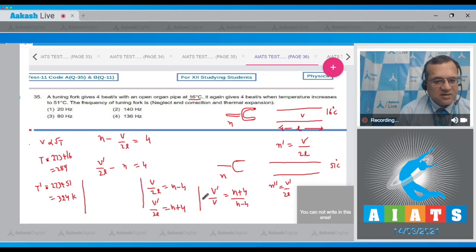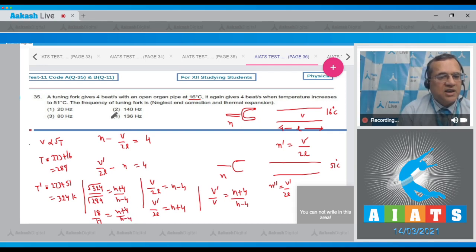Now fill up the values because this is proportional to the root of temperature. Therefore, I write root of 324 divided by 289, and that is equal to n plus 4 divided by n minus 4. So it is 18 by 17. So 18 by 17 is equal to n plus 4 divided by n minus 4. Cross multiply and solve, you get the value of n equal to 140. So if n is equal to 140, the answer to this question is 2.